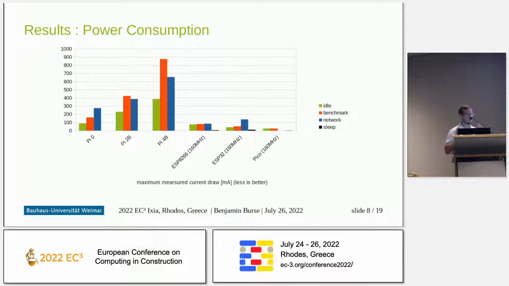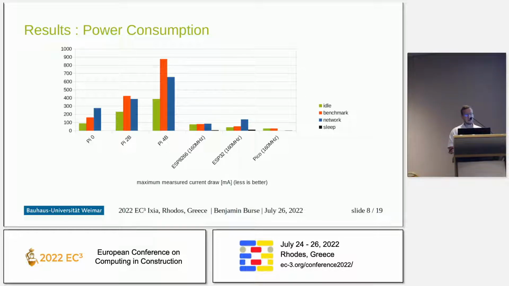I just don't want to bore you with these numbers, so I just picked out some of the interesting ones and put them here in this graph. What you can see here, green is idle. Idle is the state where the computer is doing literally nothing. You can see these single-board computer Raspberry Pi models are starting from 100 milliamps to 400 milliamps, quite a lot of current, so you are draining the batteries quite fast. And if we do the benchmark, it gets even higher. For these Raspberry Pi 4 models, we are close to 900 milliamps, so this is a very high current draw.